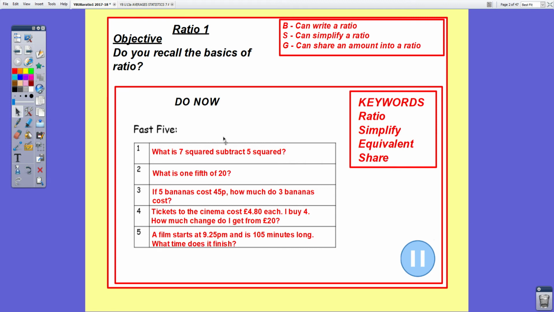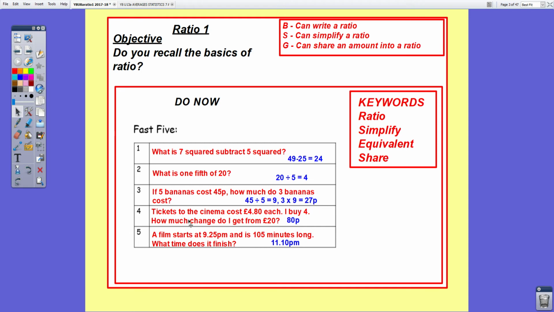Okay, let's see how you've done. 7 squared is 49, 5 squared is 25. Subtract 1 from the other. Answer is 24. Question 2, 1/5 of 20 means 20 divided by 5 equals 4. Question 3, 5 bananas cost 45p. If you divide that by 5, you find the cost of 1 banana, which is 9p. How much do 3 bananas cost? Well, that will be 3 times 9p, which is 27p.